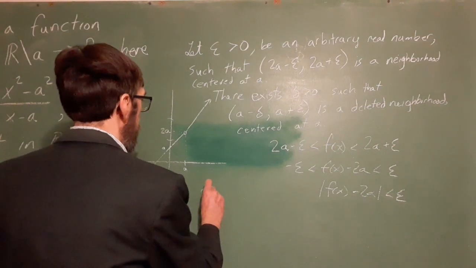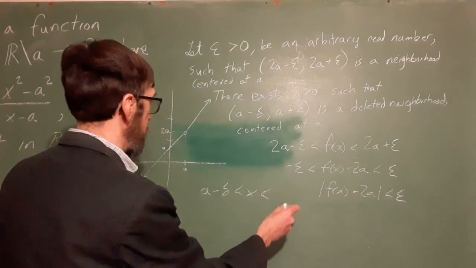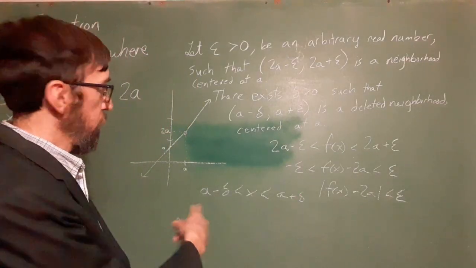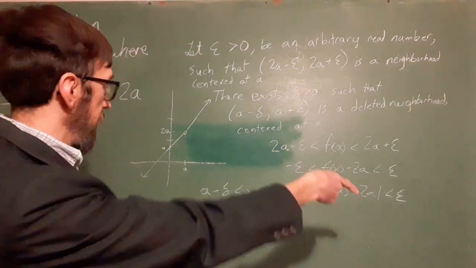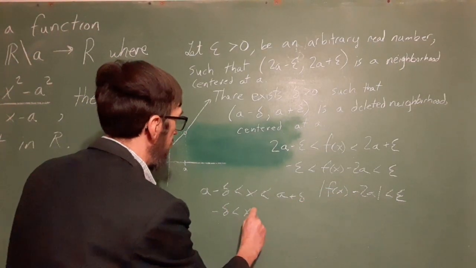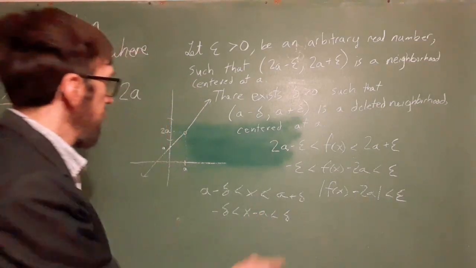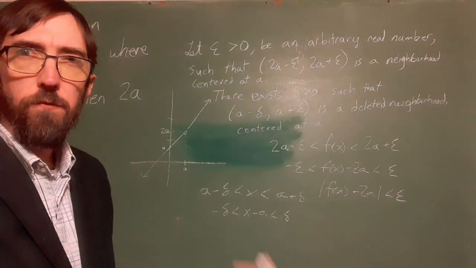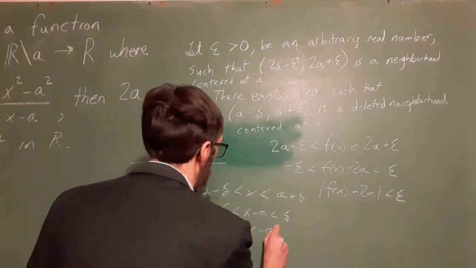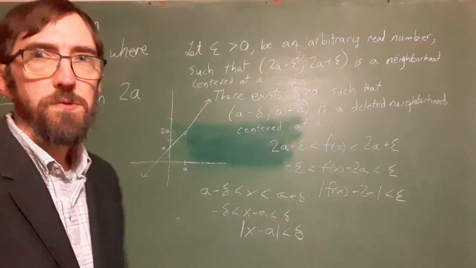So we can say that a minus delta must be less than x, which must be less than a plus delta. And then we add the negative a across here. So we have negative delta must be less than x minus a, which is less than delta. And then we collapse that one more time for the absolute value. So we have these two statements.